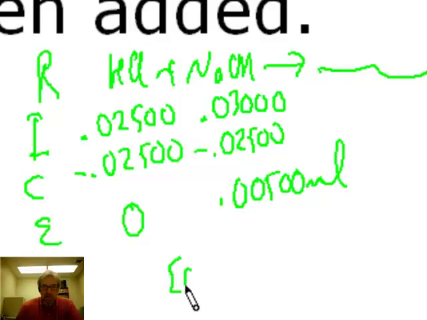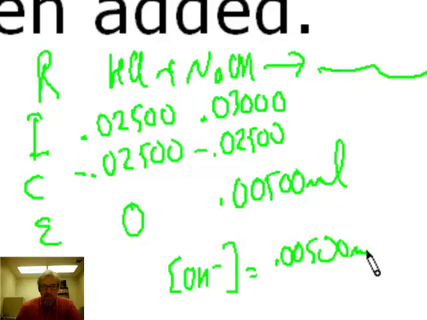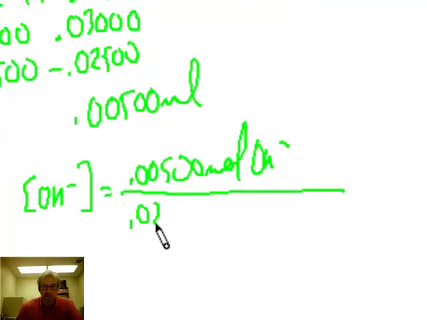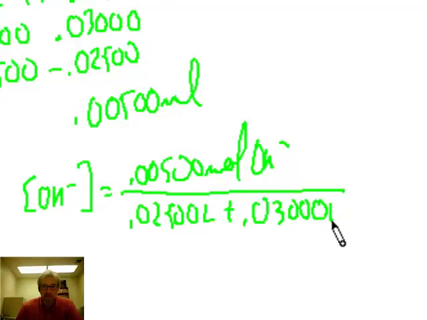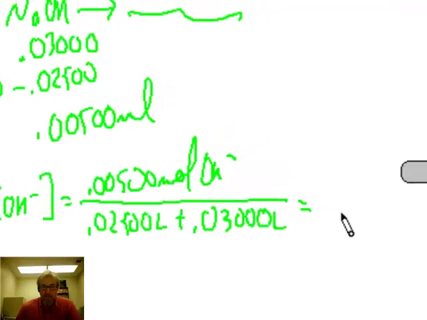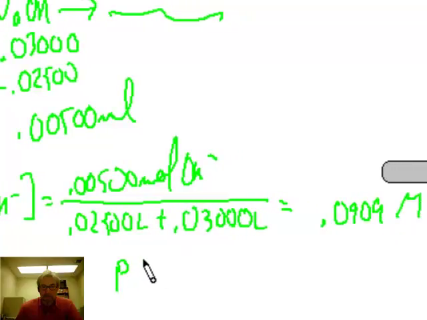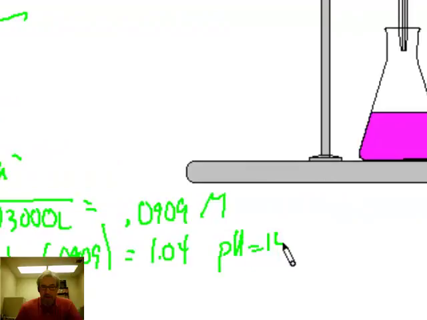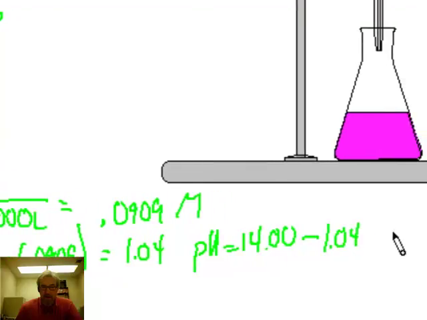So the concentration of OH minus now is those 0.00500 moles of OH minus divided by the total volume, which is now 25 milliliters, or 0.02500 liters, plus 30 milliliters, or 0.03000 liters. The concentration you end up with when you do this calculation is 0.0909 molar. So the pOH is the minus base 10 logarithm of that 0.0909, and that ends up being 1.04. So pH is 14.00 minus that 1.04, and that leaves us with a pH of 12.96.